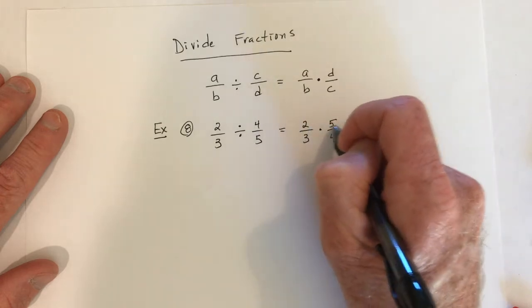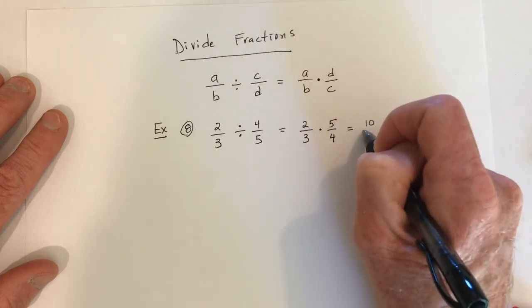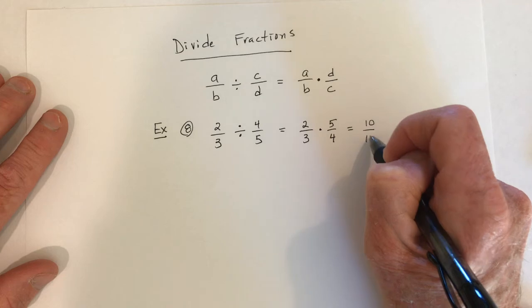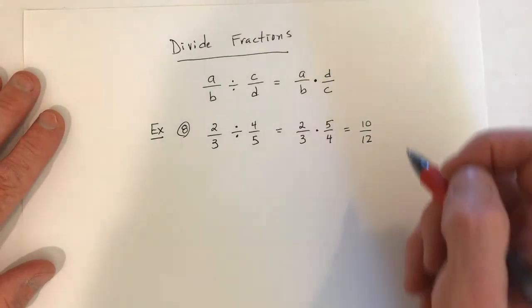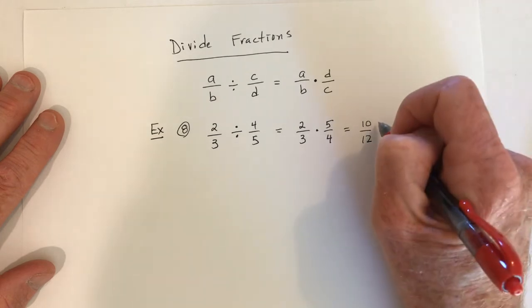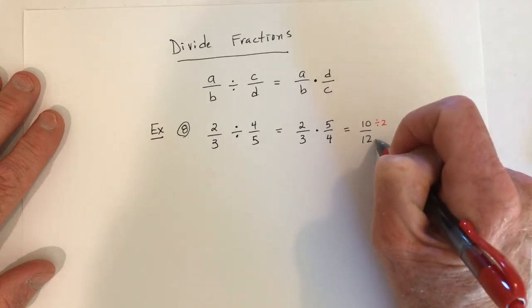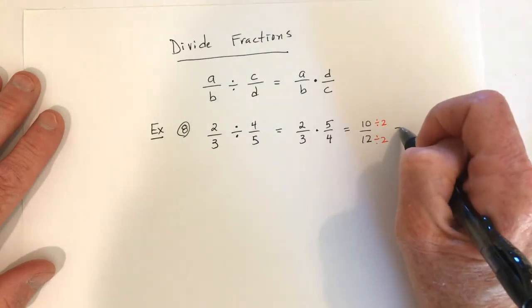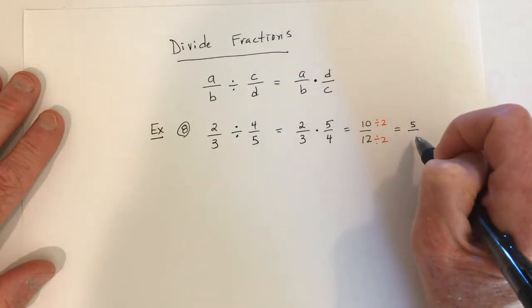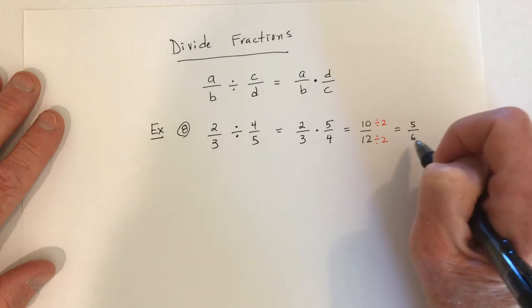And you could just multiply on the top, so that's 10. Multiply on the bottom, that's 12. And then reduce. Since both of these are even numbers, I could divide by 2 and divide by 2. So on the top, that leaves a 5. On the bottom, it leaves a 6.